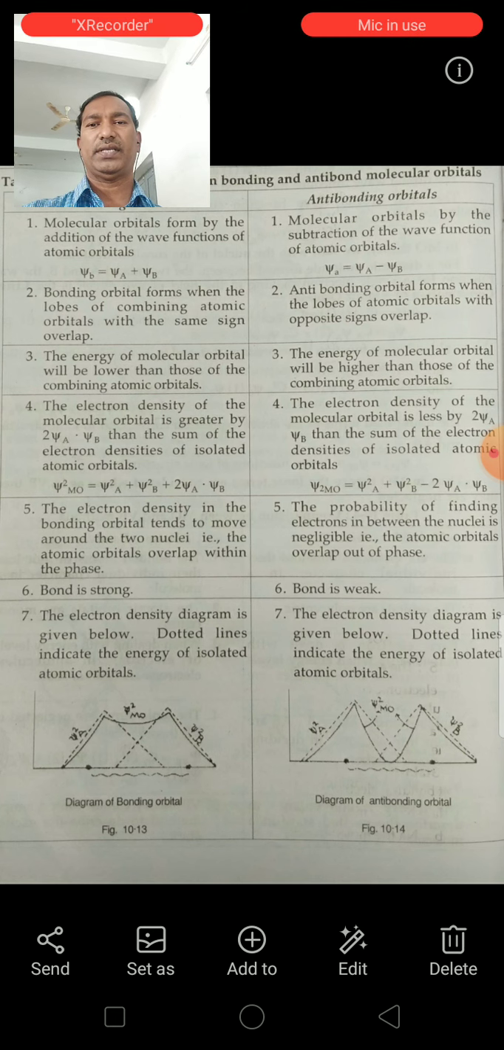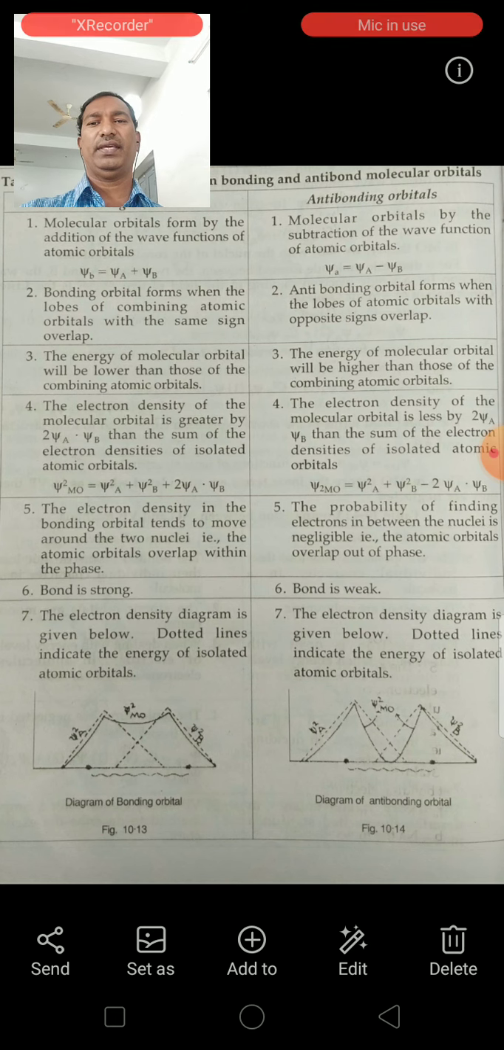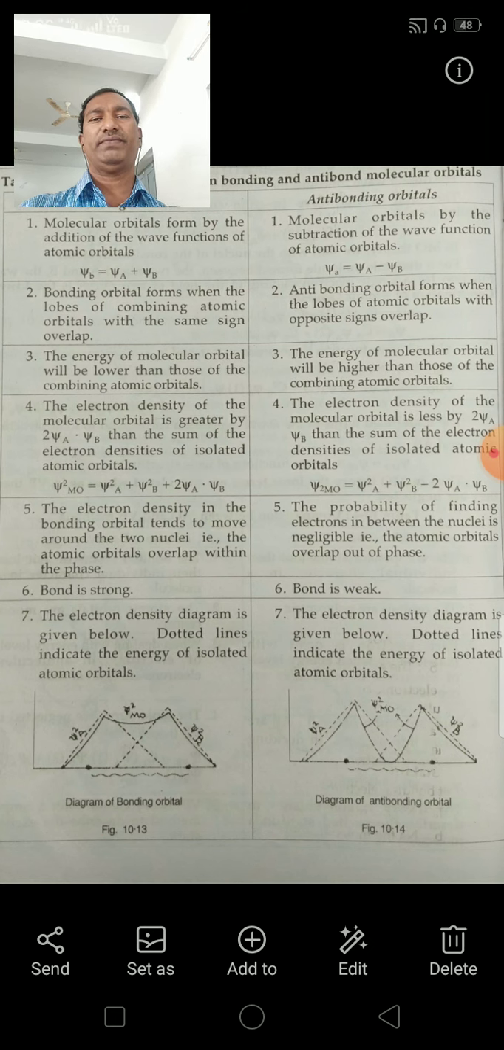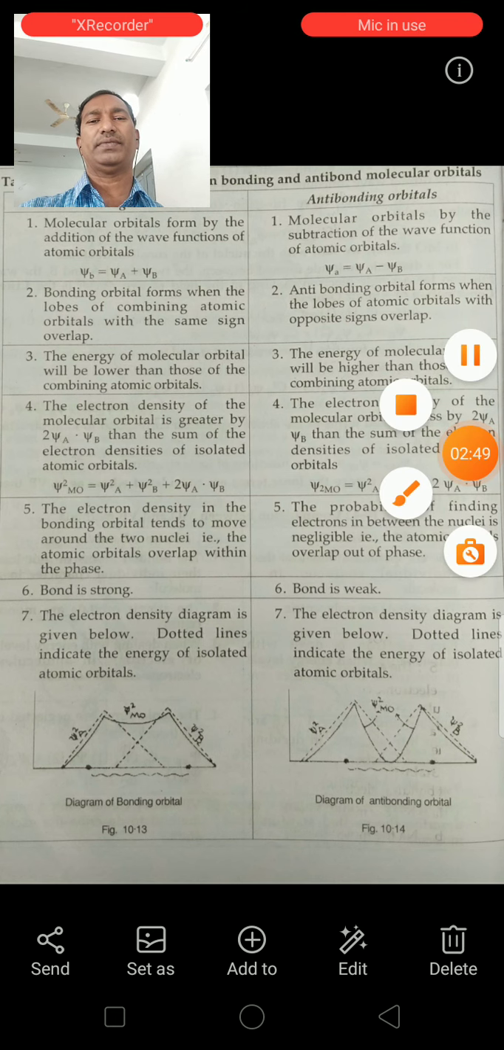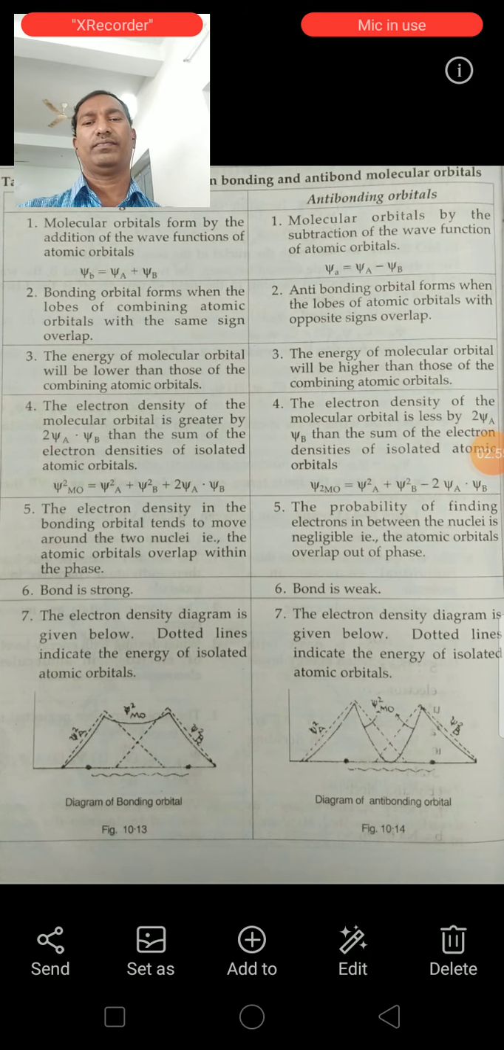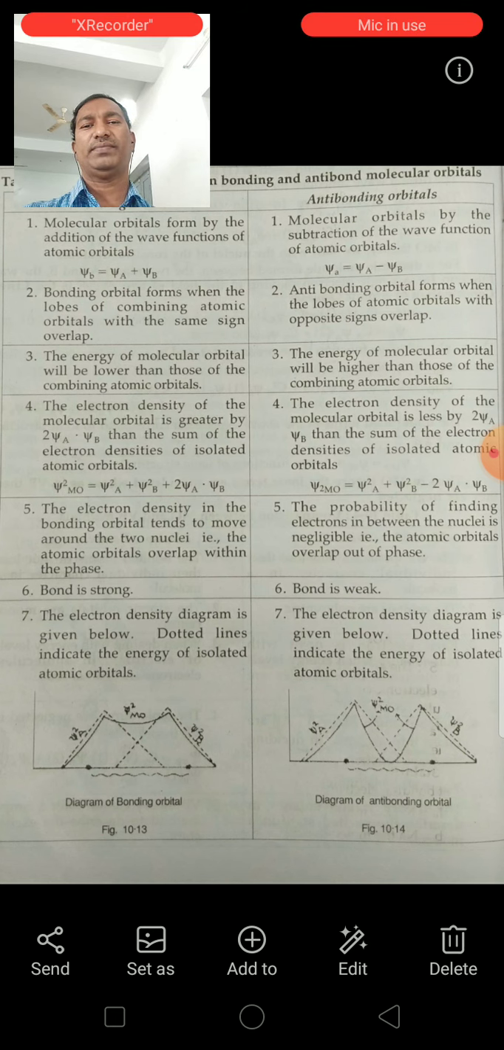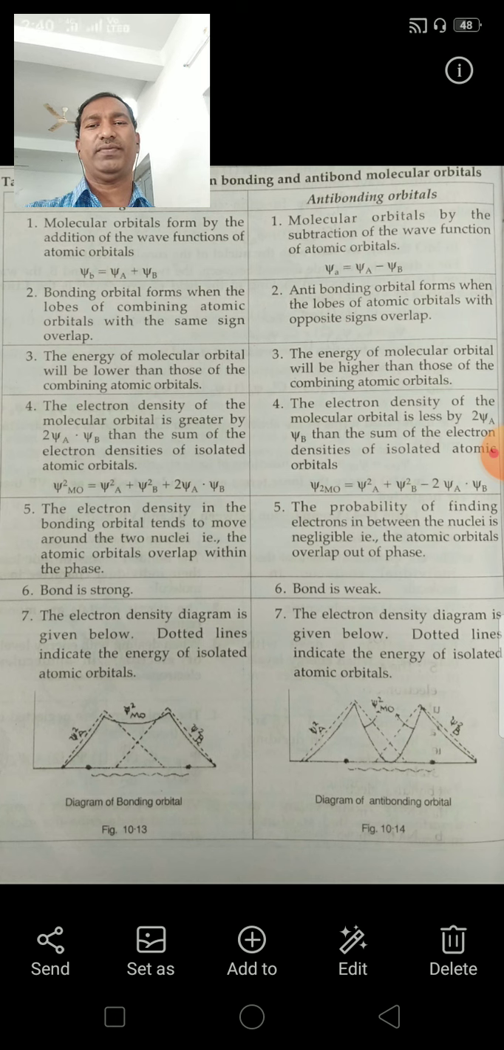Second point: a bonding orbital forms when the lobes of combining atomic orbitals with the same sign overlap. Next, an antibonding orbital forms when the lobes of atomic orbitals with opposite sign overlap. Here same sign, here opposite sign overlap takes place.